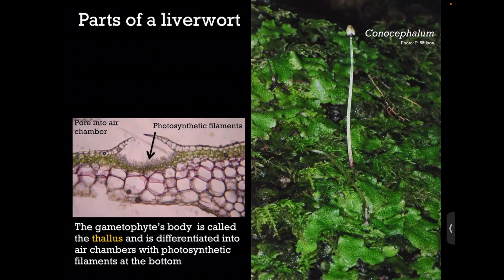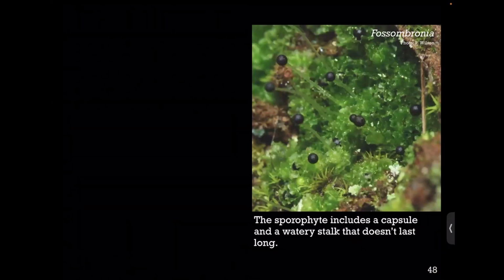And this one's Conocephalum, which you might find in streams, little streams, not rivers. And then here's Fossombronia. Here's some sporophytes, and you can see the capsules are those black spheres, and they're on a watery stalk. Looks like a glass noodle. And then the gametophytes look like, I don't know, Boston leaf lettuce or something like that.